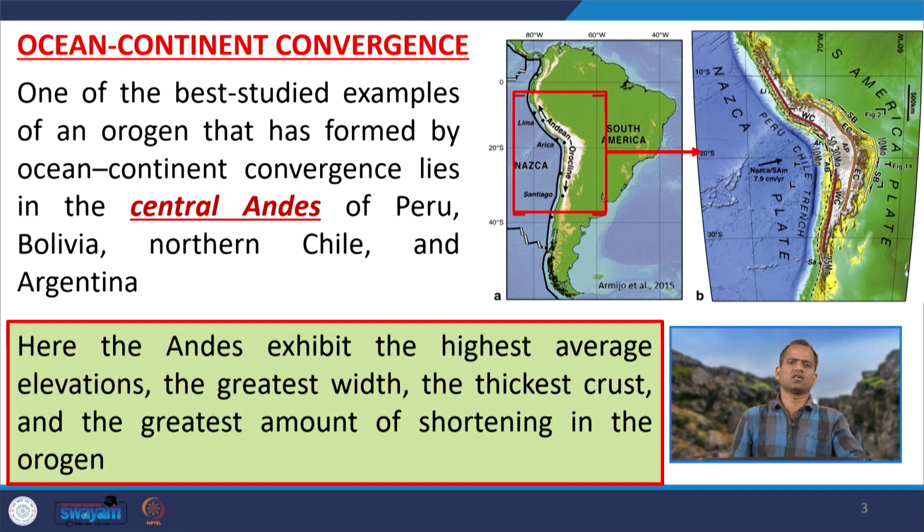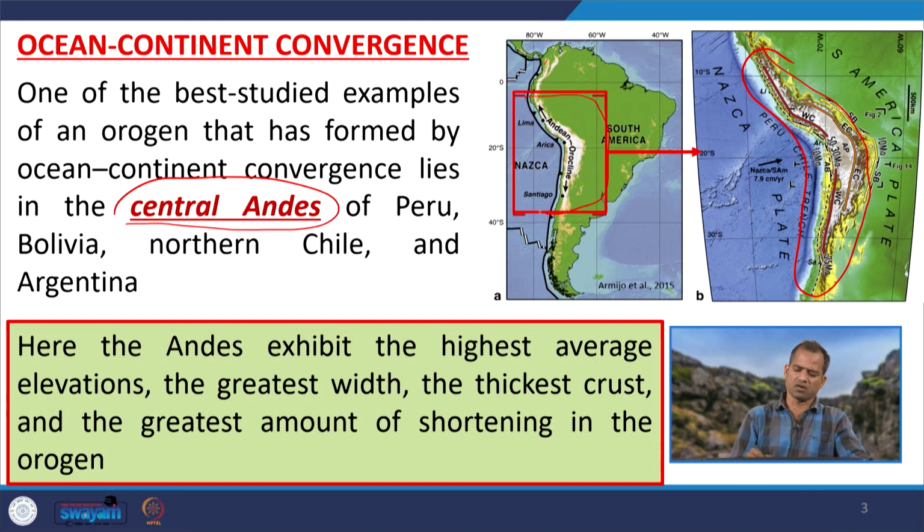Now, the ocean-continent convergence, the Peru-Chile trench or the Andes mountain system, or the Andean type, is the best studied worldwide. Particularly the central Andes, if you see here, this Andes mountain is extending from north to south. However, the central part is more wide. Researchers have developed some mechanism, some understanding about the central part of this Andes mountain compared to the northern and southern parts. That is why most of the examples in this class we will quote from this central Andes region.